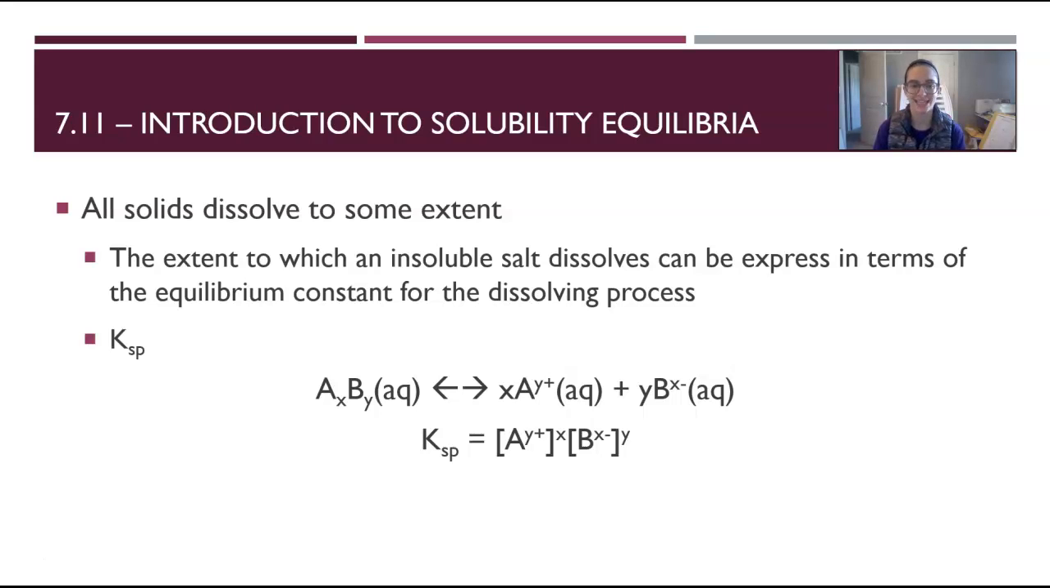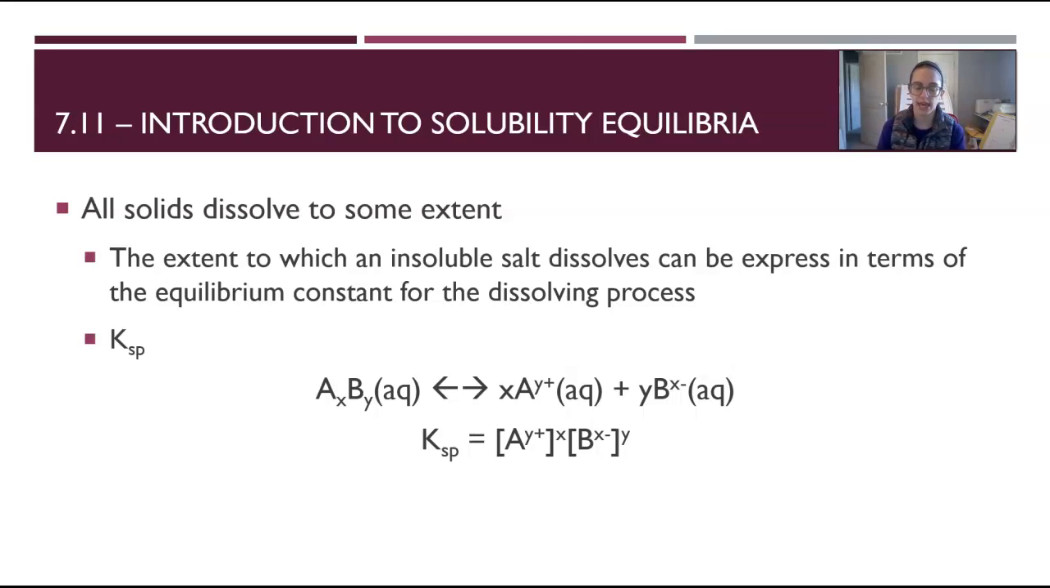We call this KSP when we talk about the equilibrium, which is for the solubility product. It's calculated the exact same way. I realize that there is a typo on the slide. Instead of aqueous in the reactants, it should be solid. But solids aren't included in equilibrium expressions. So we're only going to include the aqueous ions, which are the products.